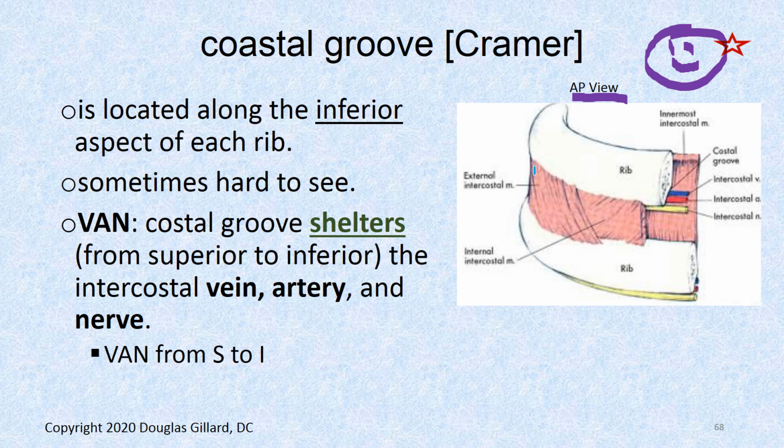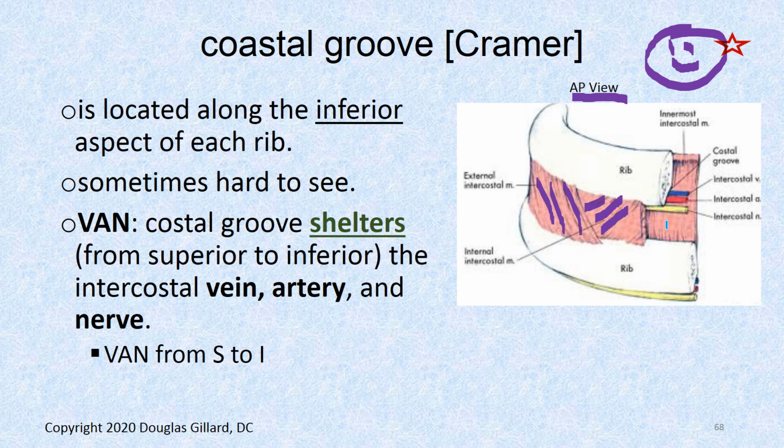But nevertheless, there's an external intercostal muscle, where you can see the fibers run more lateral to medial. Underneath that, there's an internal intercostal muscle. Fibers tend to run more the opposite direction. But sometimes it's really hard to tell the internal intercostal from this, the innermost intercostal muscle.